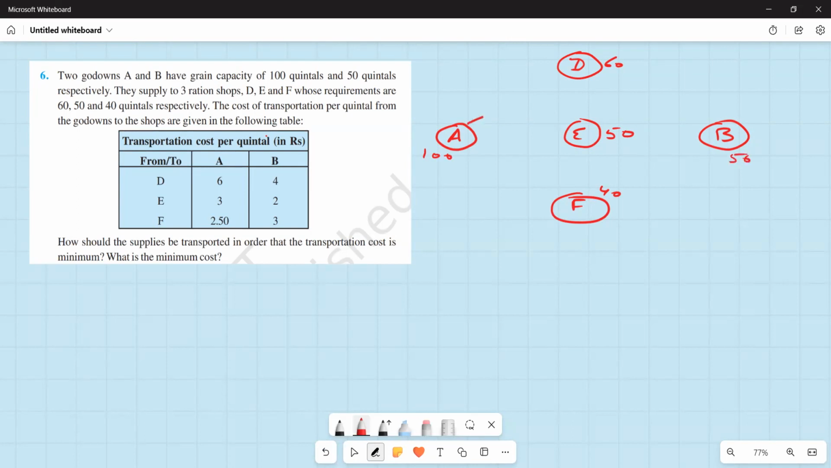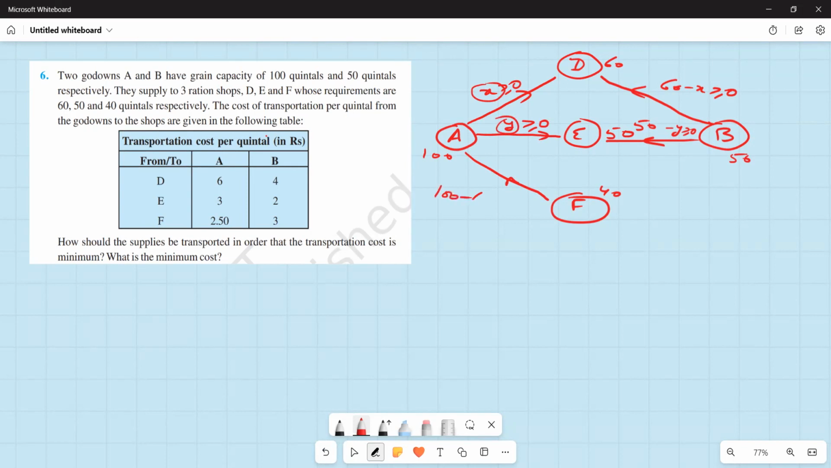So let us again suppose A to D supply is X quintals. So X should be positive. If D is taking X from here, how much will it take from B? 60 minus X. And again take it as positive. Now, if A supplies Y quintals to E, how much will it be? E will take from B 50 minus Y, which is again positive. Now, total availability is 100. X and Y are already taken. So, how much is left? 100 minus X plus Y. That should be again positive.